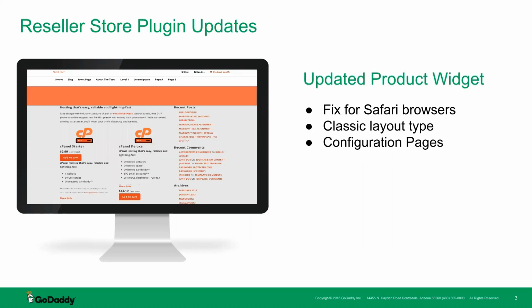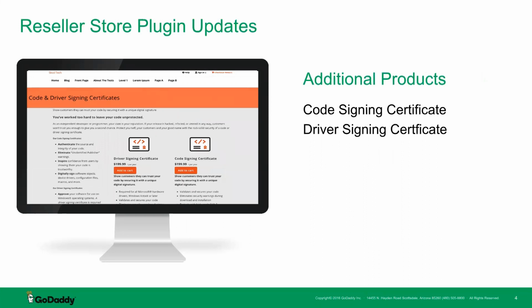The product widget has also been updated to include the same fix for the default security settings and privacy settings in Safari browsers. A new classic layout type has been introduced, and the support for configuration pages on the cart checkout has also been included in this update. In addition, there are some additional new products, which include a code signing certificate and a driver signing certificate that we will cover in this update.